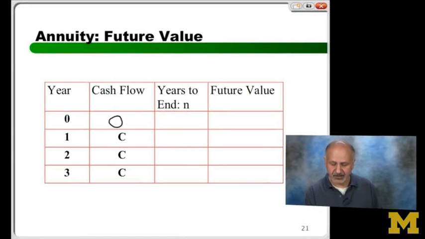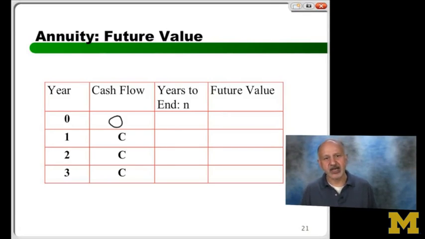I left it open. So this is 0. Nothing is happening at time 0, which is today, right now. So 0, 1, 2, 3 are points in time. Periods of time is 0 to 1, 1 to 2, 2 to 3. And time value of money is simply the existence of an interest rate per period. Okay? So we'll come to that in a second.